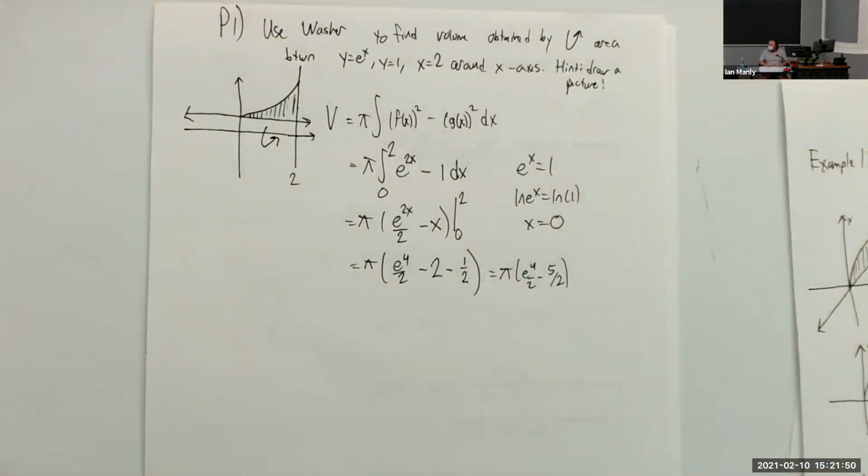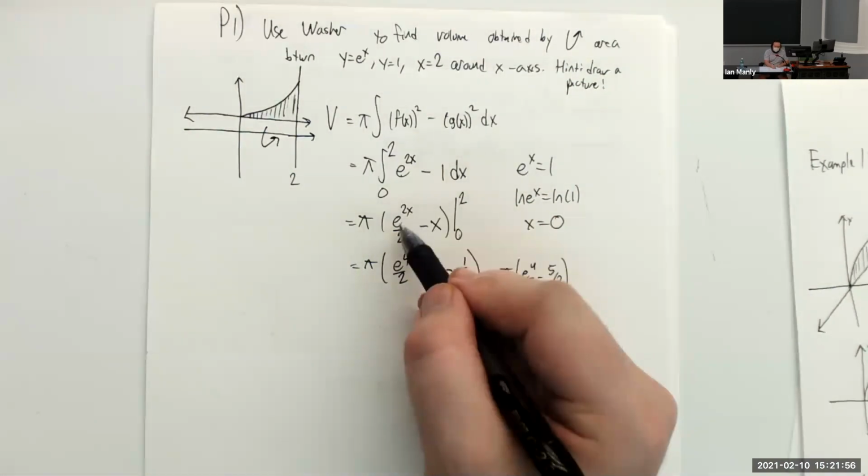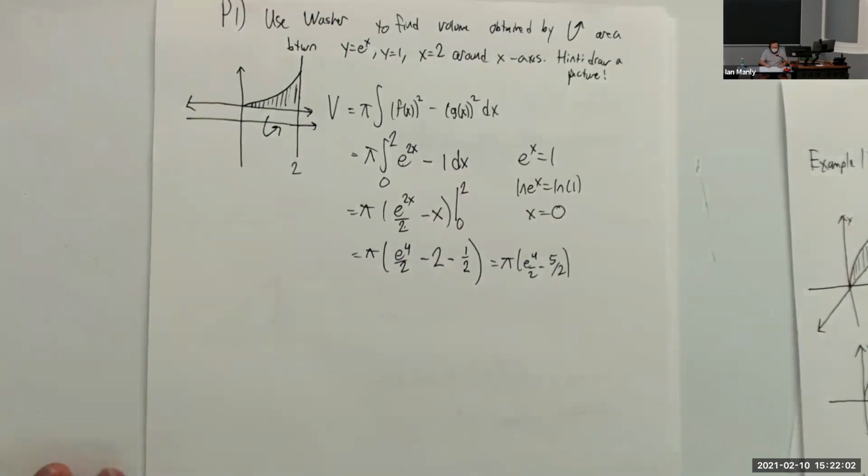I used u-sub to find the integral of e to the 2x. Is there a faster way? Yeah, anytime you have the integral of e to a number times x, all you need to do is just divide by that number. That's all you need to do for that. All right, there we go. So there was our practice here.